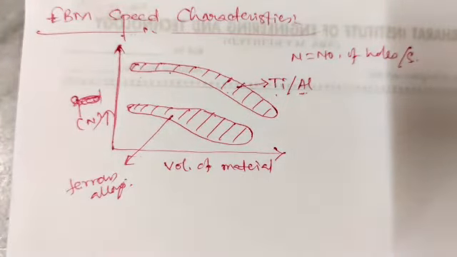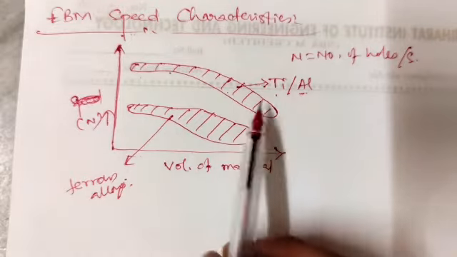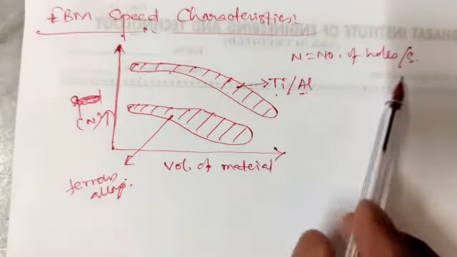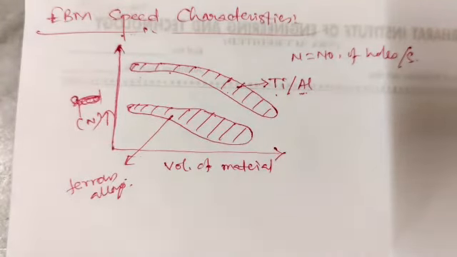Why? Because you know very well that aluminium melts much faster at a much lower temperature, so it requires very little energy. And in case of titanium, its thermal conductivity is poor, so the energy is concentrated more. That is the reason why in this case also, the number of holes per second can be more, right? So this is something about EBM speed characteristics.